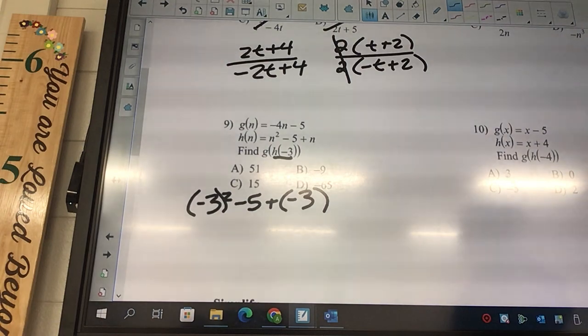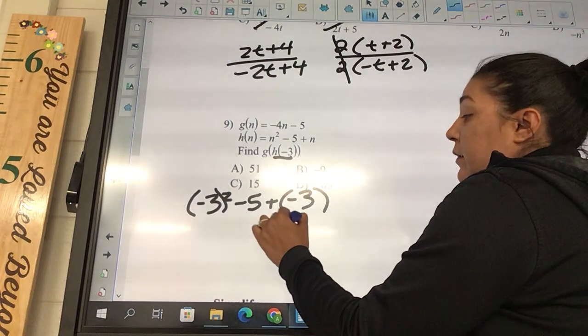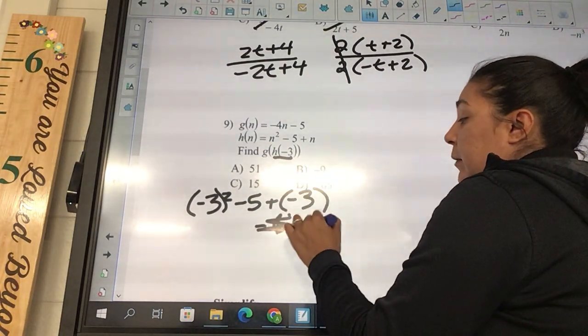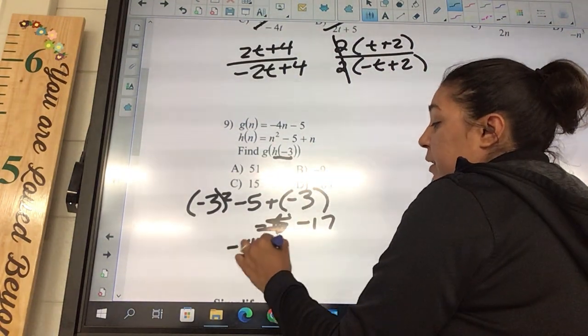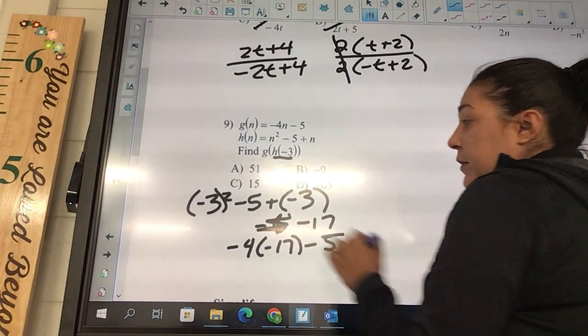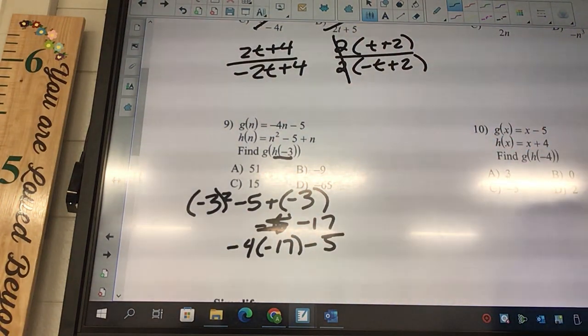Negative 17? Sorry, I don't know where I heard 6 from. Okay, and then we got to plug that in up here. So it'd be negative 4 times negative 17 minus 5. What does that give you? You got 63?